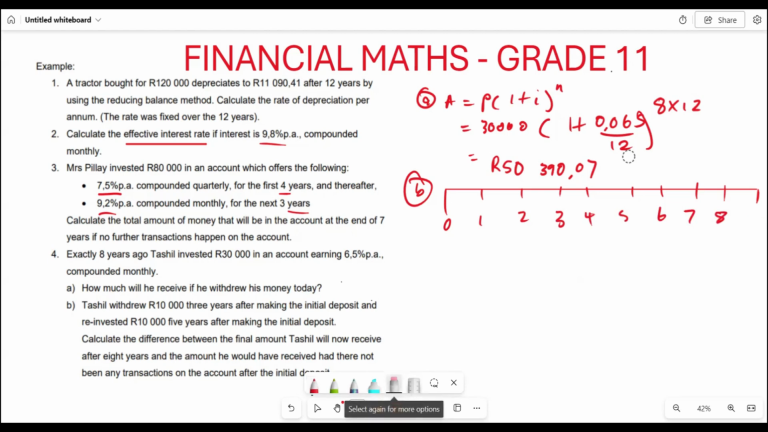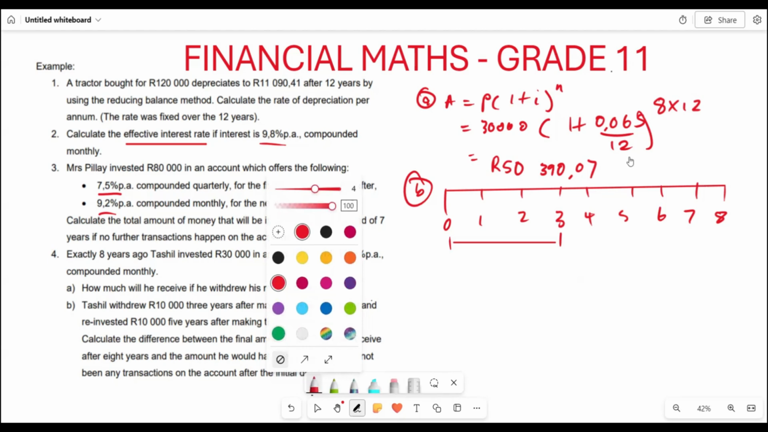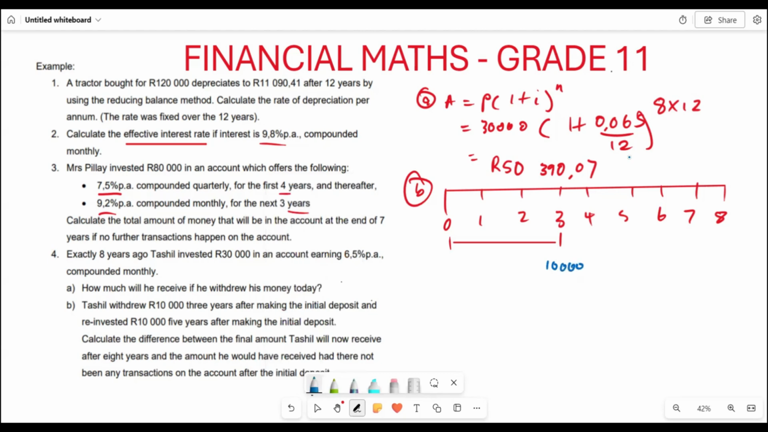We can erase that one. It's absolutely fine, right? So they are saying, after the 8 years, firstly, what did Tashil basically do? Tashil started by withdrawing after 3 years, after the 3rd year here, starting from the initial deposit up until here. There was a withdrawal amount of 10,000, if I'm not mistaken.